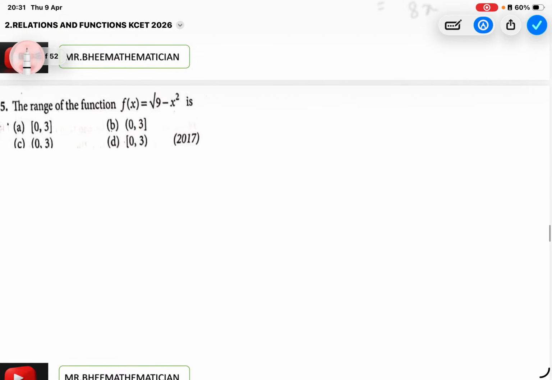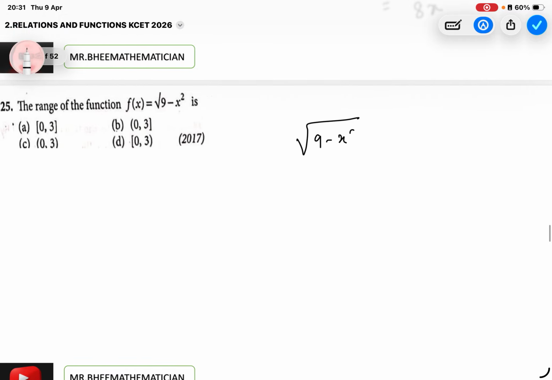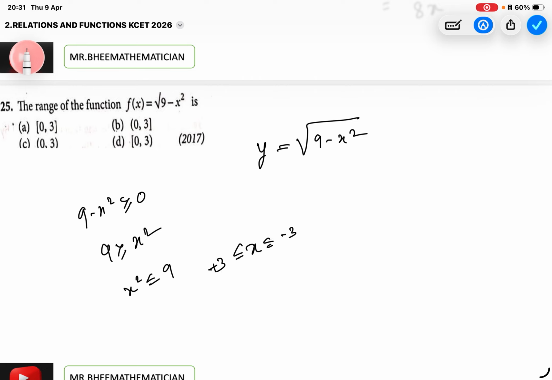And the question: root of 9 minus x square. Before finding the range of this function, y equals square root of 9 minus x square, we should find the domain of the function. What is the domain? 9 minus x square should be greater than or equal to 0, so 9 is greater than or equal to x square. x square is less than or equal to 9. It means x is greater than or equal to minus 3 and less than or equal to plus 3.